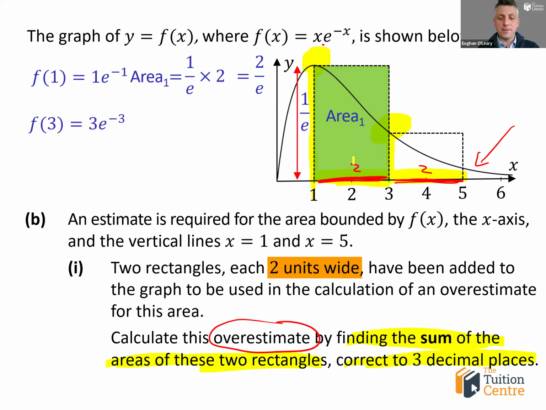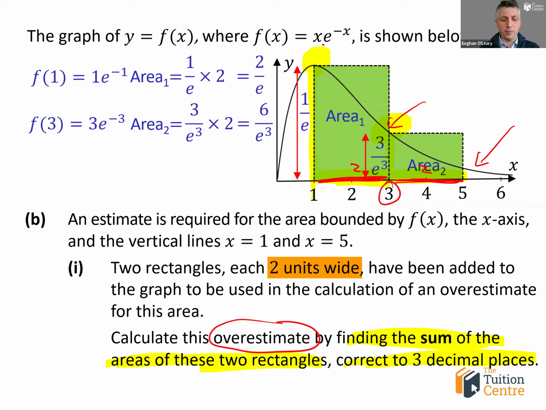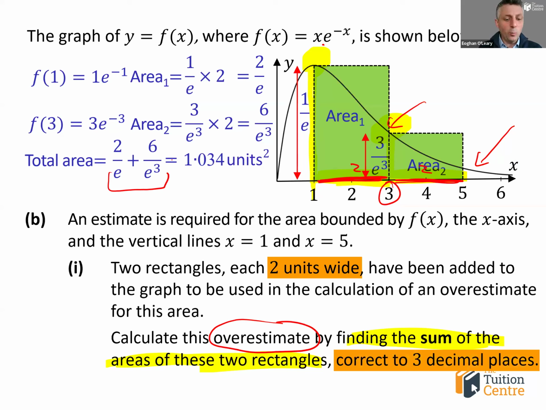You put in 3 to get this next height here. You're going to put in 3 for x, 3 times e to the power of minus 3. So it's going to be 3 over e to the power of 3. To get the area, it's going to be multiplied by 2, because that's the width, width by height. So you're going to end up with 6 all over e to the power of 3. So your total area, we want it correct to 3 decimal places, but as a definite correct answer, it'd be 2 over e plus 6 over e cubed. Add them together and you get 1.03448129, correct to 3 decimal places, 1.034, and it is units squared.